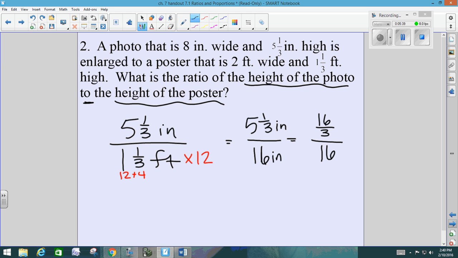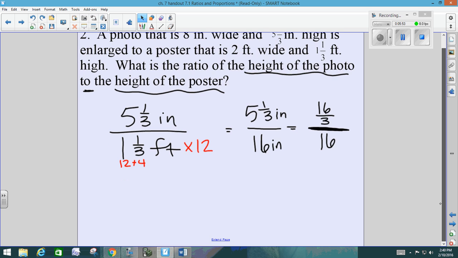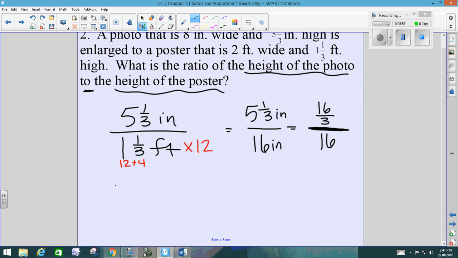16 thirds over 16. This over, what math operation goes with that? Division, right. So I'm taking a fraction and dividing it by a number. Well, instead of dividing fractions, what can we do? Multiply by the reciprocal. Dividing fractions, multiply by the reciprocal. So you're going to take 16 thirds and multiply by the reciprocal.